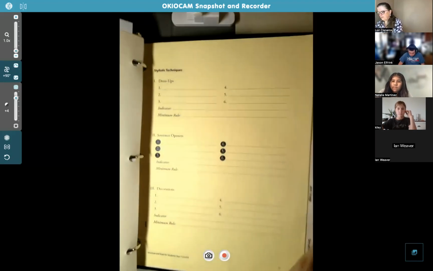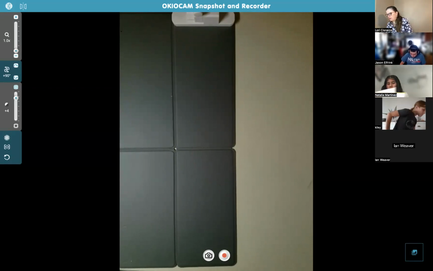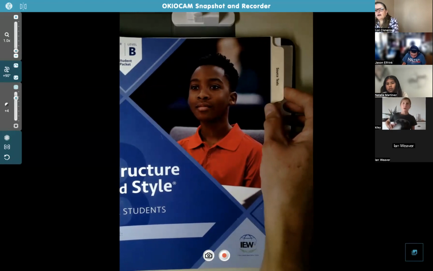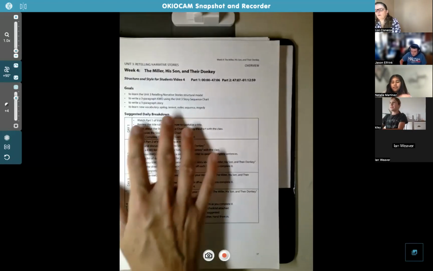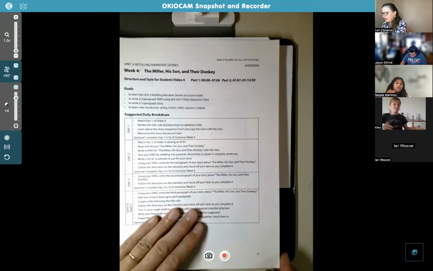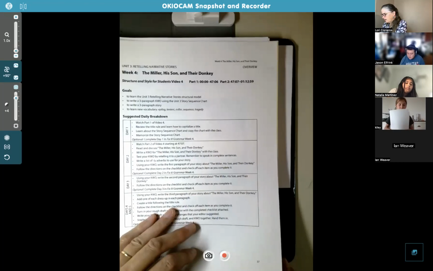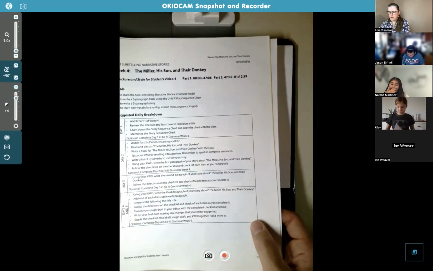Goes right there. And then you're going to go to the front of your binder and get out the next week, which is week 4. So you're going to go back to the front and behind the source text tab, that first tab, you should see week 4, the miller and his son and their donkey. Go ahead and take out all of week 4, which is 1, 2, 3, 4 pages.